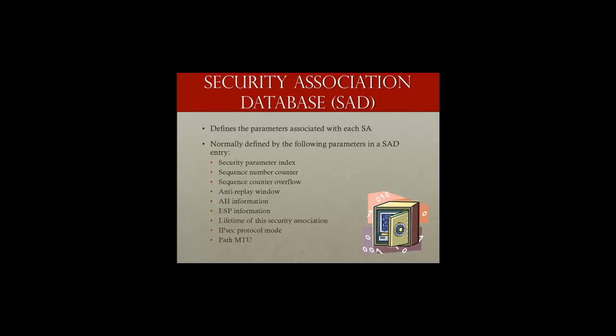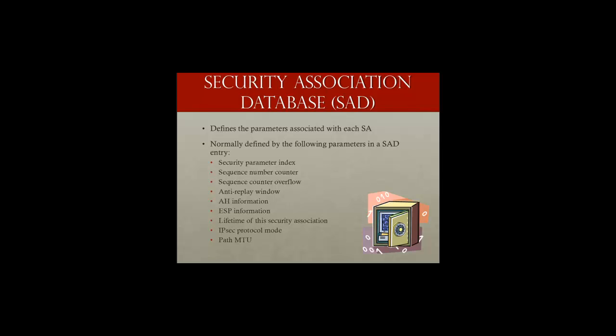An anti-replay window. That's used to determine whether an inbound AH or ESP packet is a replay. Also required for all implementations. An AH information, we have authentication algorithm, keys, lifetimes, and related parameters used with AH. And if you're using AH, that would be required. Then on the other hand, instead of AH, we may use ESP. And ESP information includes encryption and authentication algorithms, keys, initialization values, lifetimes, and related parameters being used with ESP.